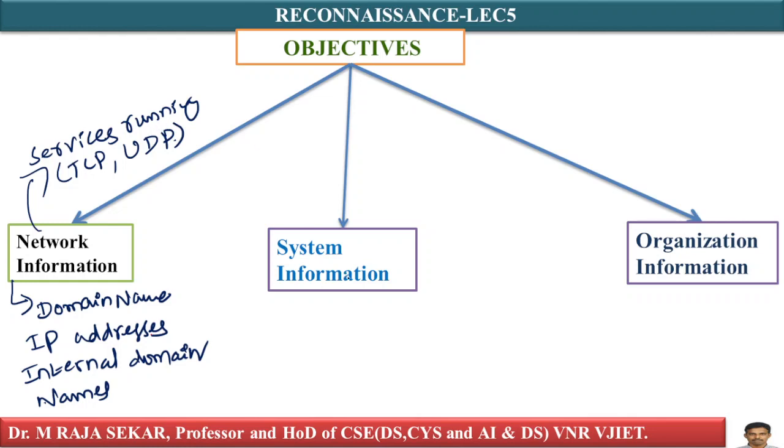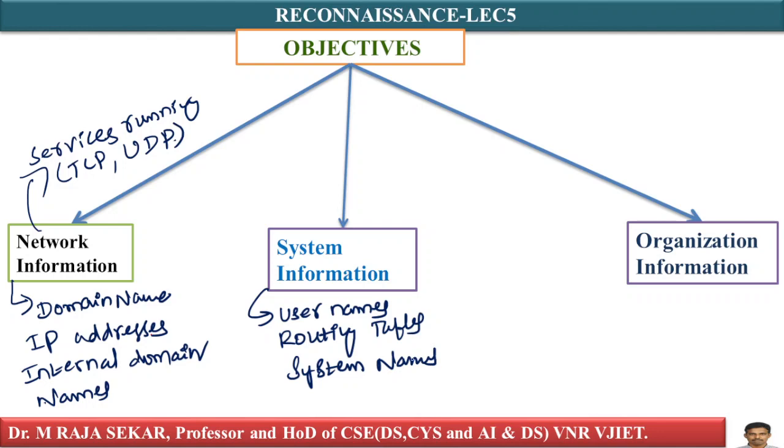What about collecting system information? System information means, I can say, usernames, routing tables. Routing tables come under system information. System names, or you can say system architecture. What is this system architecture? Oh, there are different types of architectures, isn't it? Those things we will discuss in a detailed manner. Even I can say passwords. Passwords also come under system information.